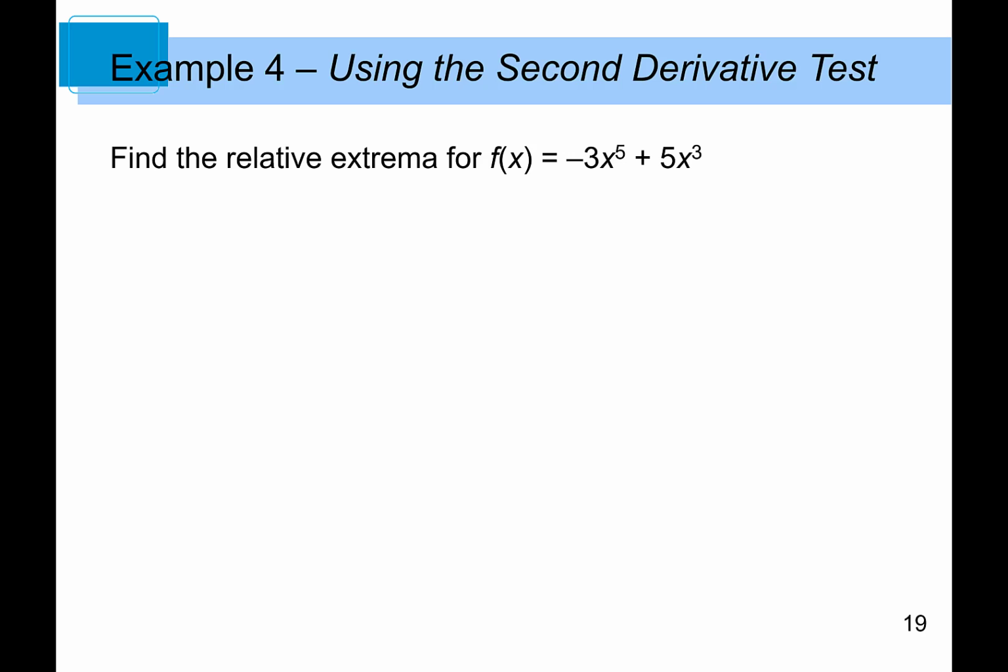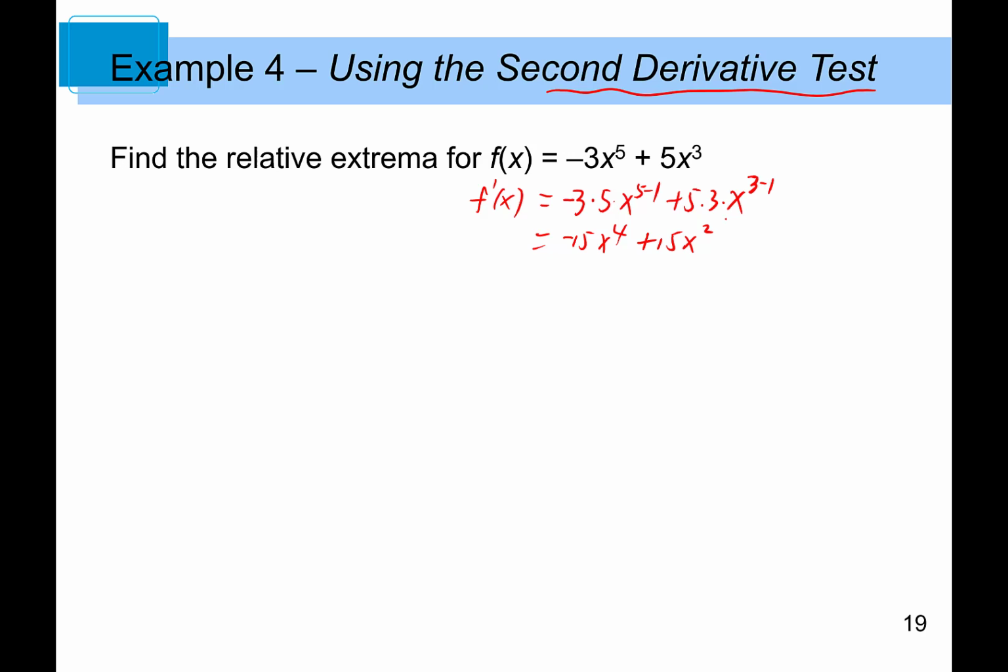Okay, so let's take a look at an example using the second derivative test. Find the relative extrema for f of x equals negative 3x to the 5th plus 5x cubed. So first of all, in order to find the relative extrema using the second derivative test, we need to find the second derivative. But before we can find the second derivative, we're going to find the first derivative. So the first derivative here is negative 3 times 5 times x to the 5 minus 1 plus 5 times 3 times x to the 3 minus 1. So we get negative 15x to the 4th plus 15x squared.